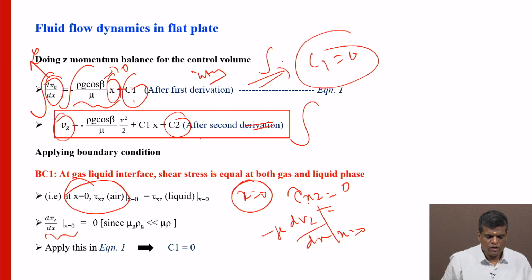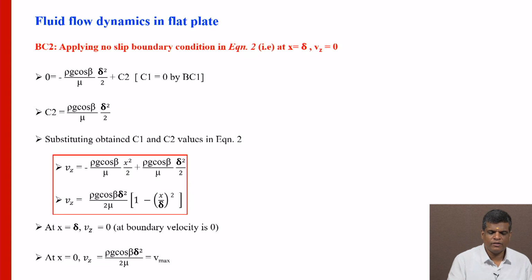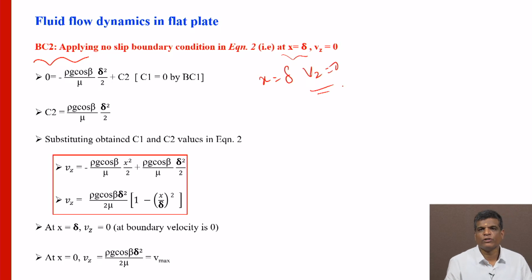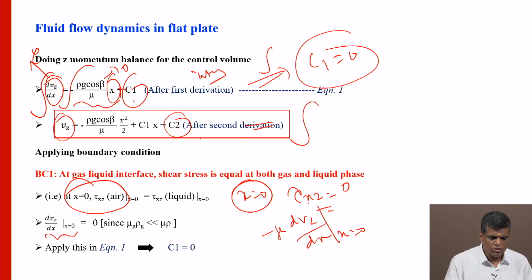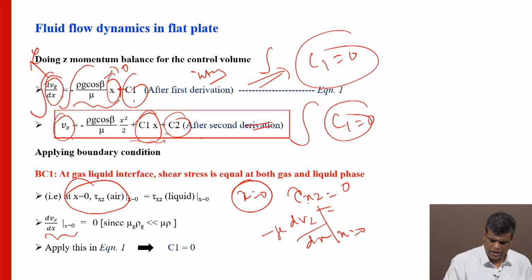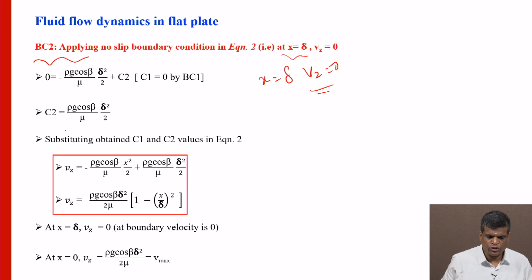Then for boundary condition 2, at x equal to delta, that is, when the thickness is delta, v z equal to 0. We use this equation, but c1 is already 0, so we only have c2, and v z is also 0. If you solve it, then c2 equals rho g cos theta delta square by 2.